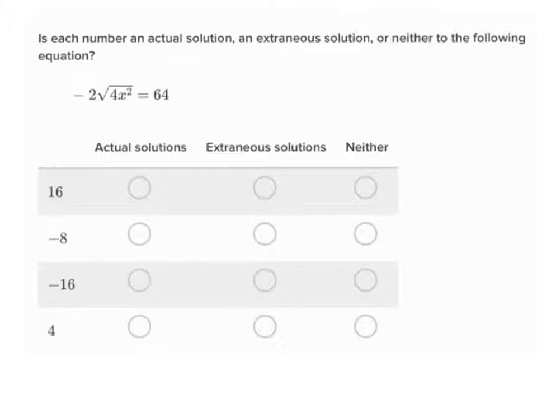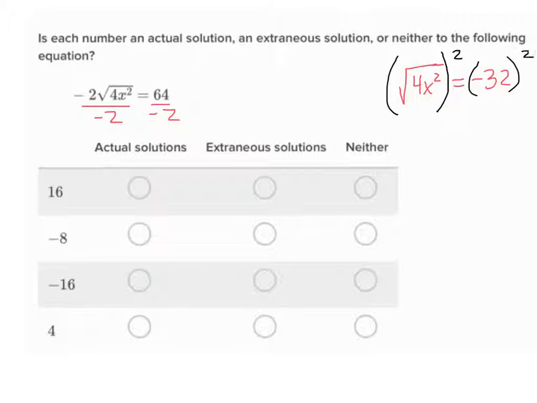So the first thing I do to solve this equation is to divide -2 on both sides. Say it. Divide -2 on both sides. And so when I divide -2 on both sides, I get square root of 4x squared equals -32. And now I want to get rid of this square root symbol, don't I? In order for me to get rid of a square root, the opposite of square root is to square both sides. So I'm going to square both sides.